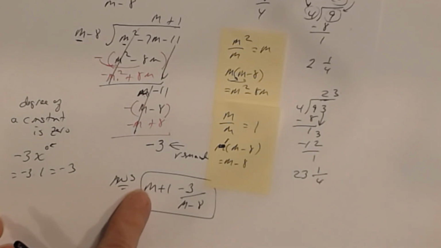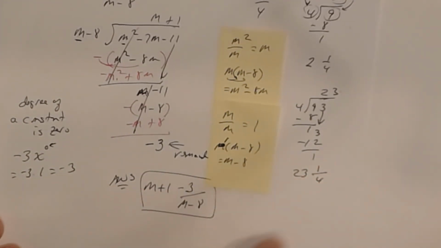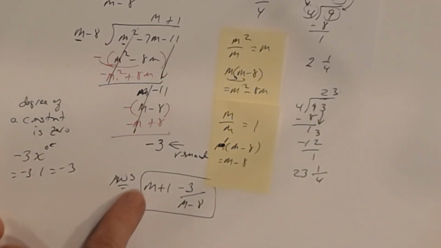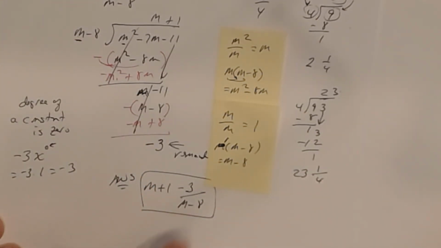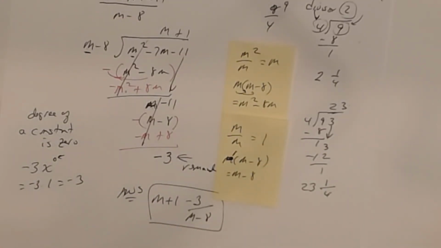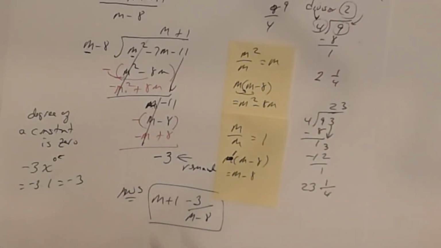So it's the quotient, and the remainder over the divisor. That's how the numbers look that you did before, but these are variables. So you're going to write this as the quotient, m plus 1, minus 3 divided by the divisor. All right, so that's number 1. The more you do and you go through these steps, the easier it becomes. So let's look at another one. This will be number 2.